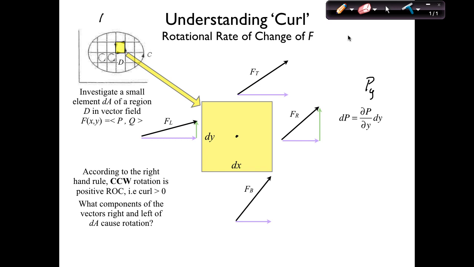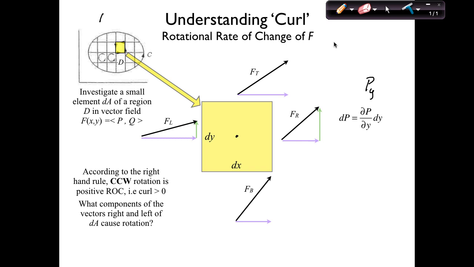here's this next question that came up. What components of the vectors right and left cause rotation? So which components of the left vector FL and FR will cause rotation? Horizontal or vertical? Vertical, right? The horizontal components will just push and pull on that. But the green ones, those will cause turning about the center point.